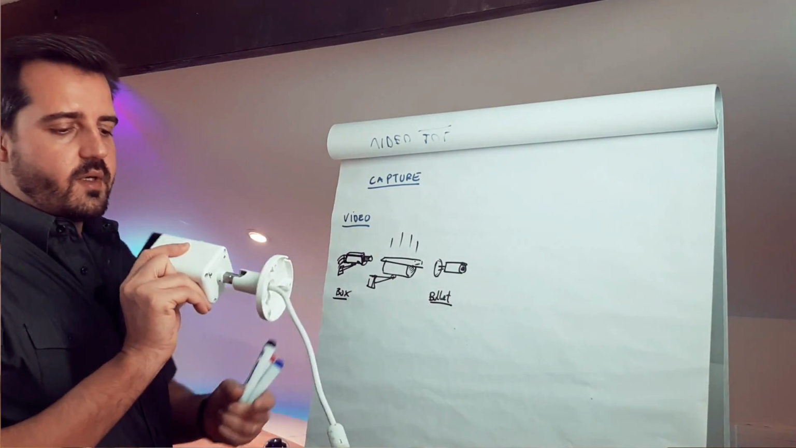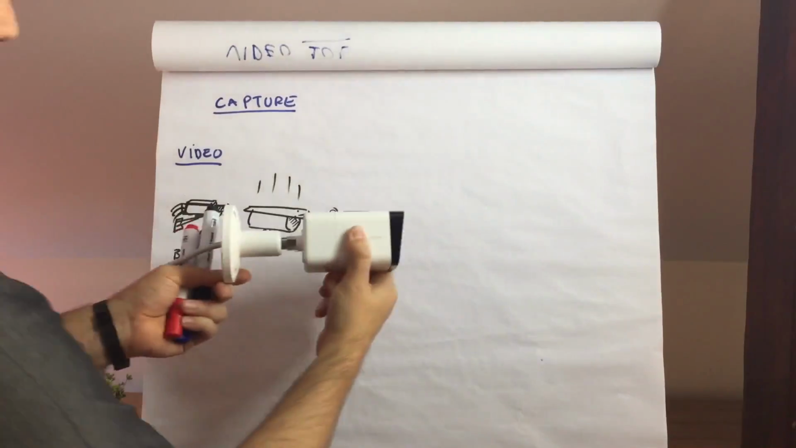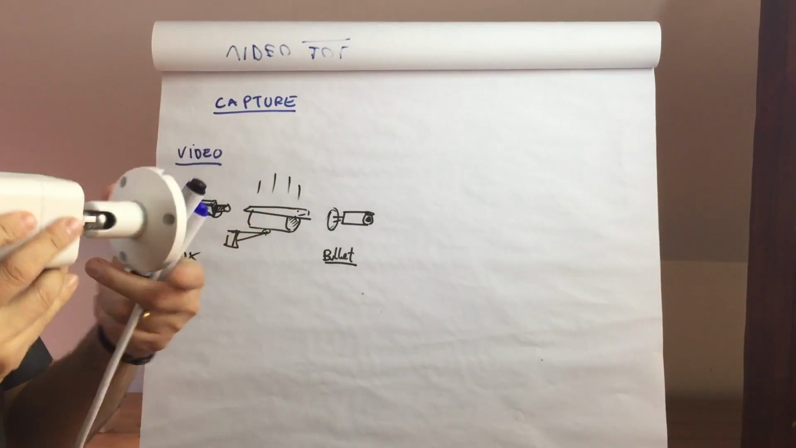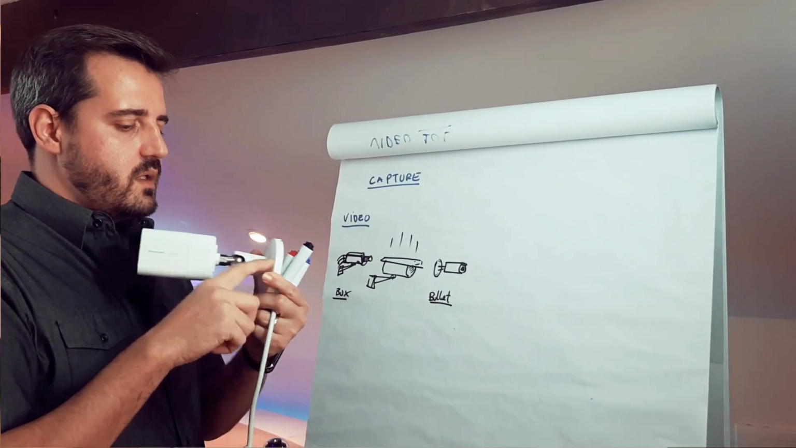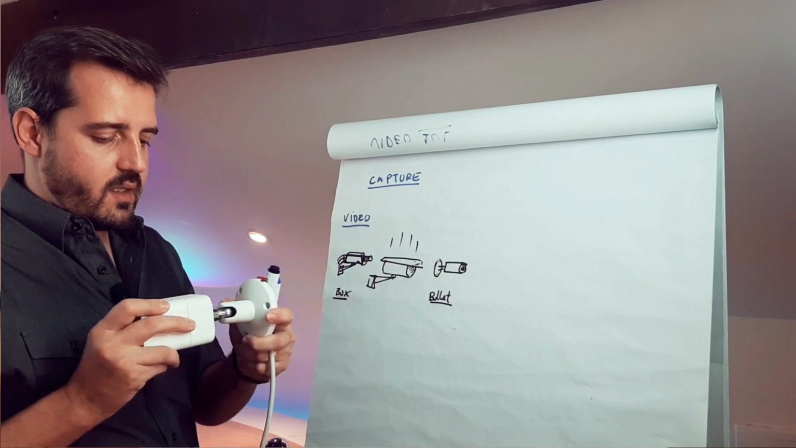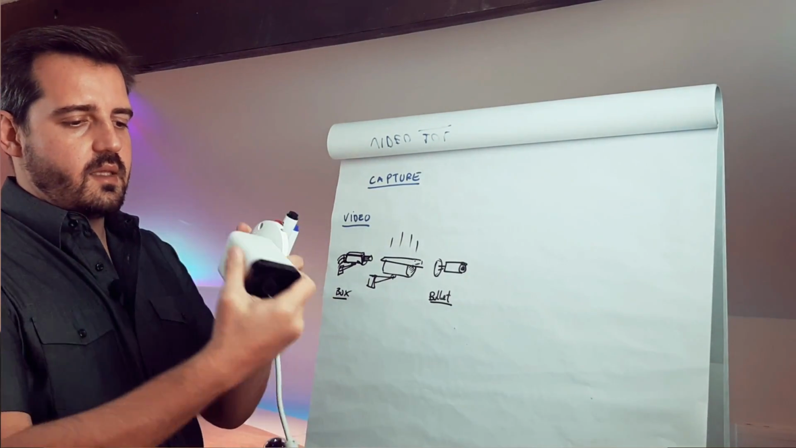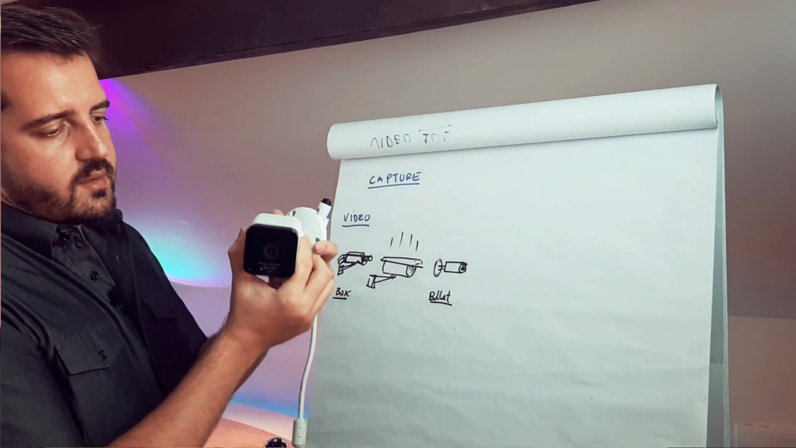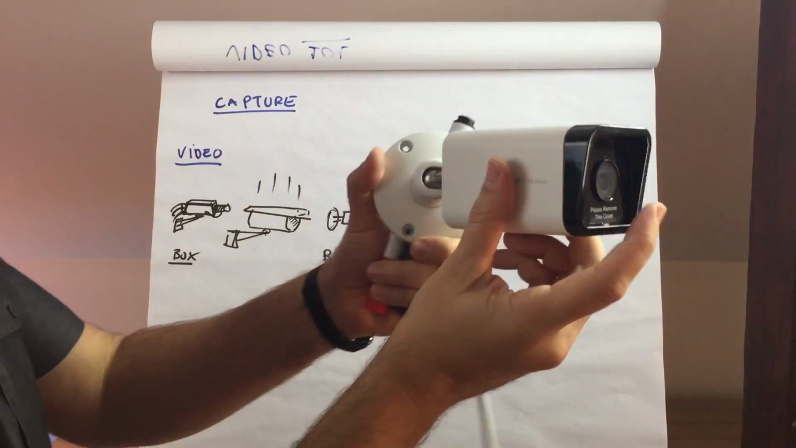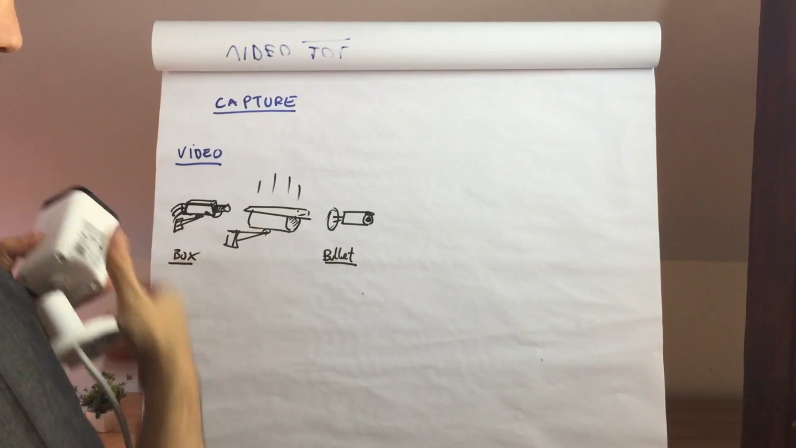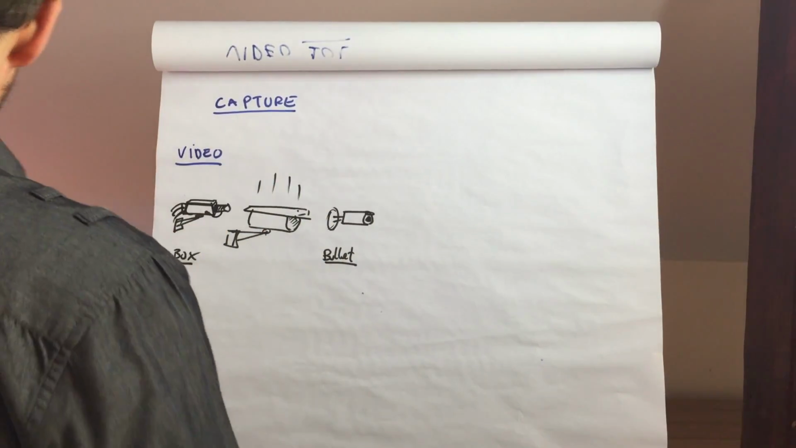This is a type of bullet camera. So this part we will install in the wall or in the ceiling. We have flexibility to adjust the angle, and then we can adjust the correct position. Okay, then we have the lens here, and we have the cables in the other part.